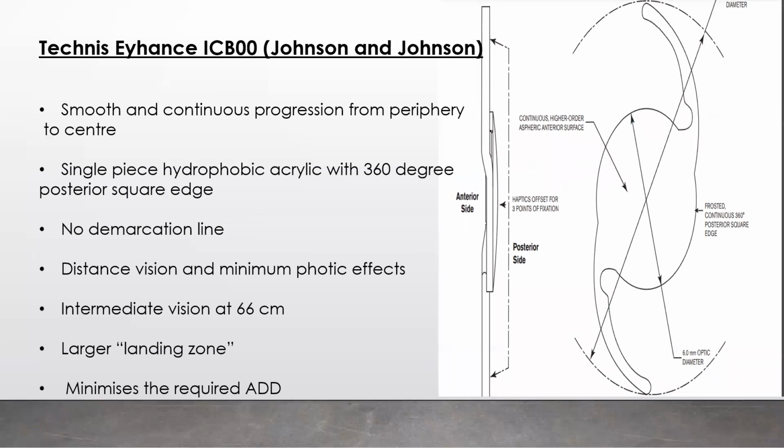Next is the Technis Eyhance, which I think we are using in our practice quite avidly. This is a smooth and continuous progression from periphery to center. It is a single piece hydrophobic acrylic lens with a 360-degree posterior square edge design. In this lens there is no demarcation line, but it gives a very good distance vision with minimum photic effects, and an intermediate vision at a range of 66 centimeters. They mention the term landing zone, and this lens has a larger landing zone than the others.